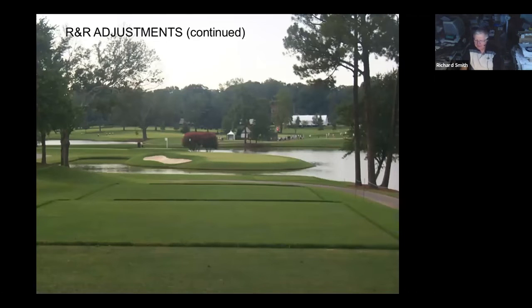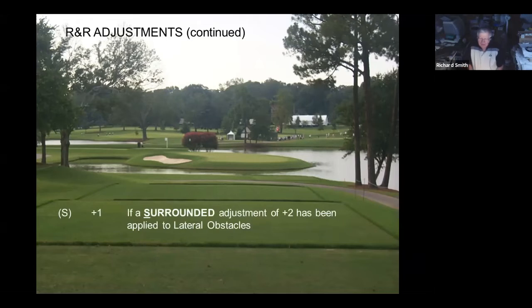More R&R adjustments. Okay, you get an S+1, S standing for surrounded. If there was an S adjustment of +2 under lateral obstacles, you must also have an S+1 adjustment on R&R. There used to be a case for an S+2 coming from an S+3 on the lateral, but they've removed that S+3, so the S+2 here in R&R went away as well.